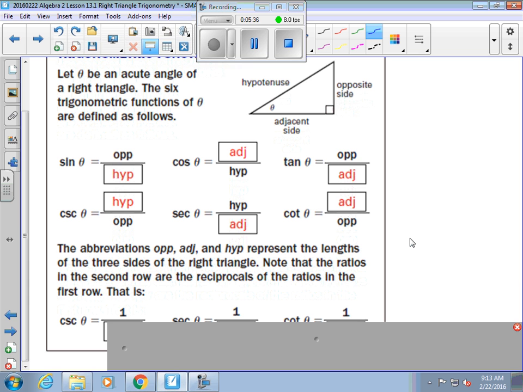The abbreviations opposite, adjacent, and hypotenuse represent the lengths of the three sides of the triangle. Note that the ratios in the second row are the reciprocals, and that's what I just said a second ago.